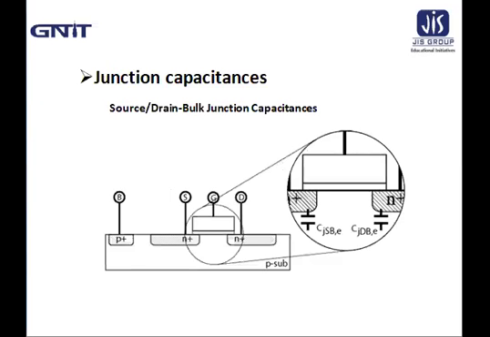Next is junction capacitances, another type of extrinsic capacitance. For that, we first have to recapitulate the PN junction. When a reverse voltage is applied to a PN junction, the holes in the P region are attracted to the anode terminal and the electrons in the N region are attracted to the cathode terminal. The resulting region, which contains almost no carriers, is called the depletion region, and this region acts as a capacitance.